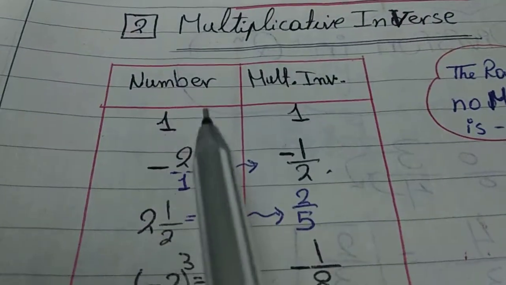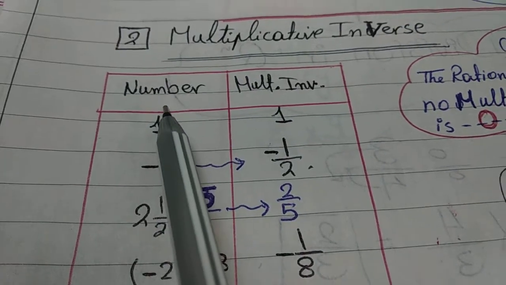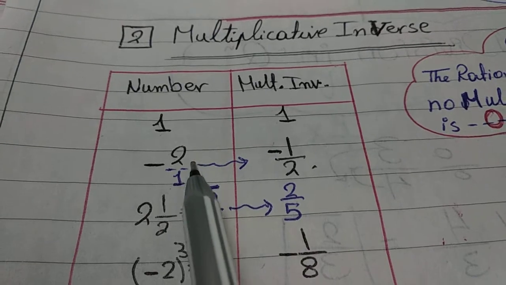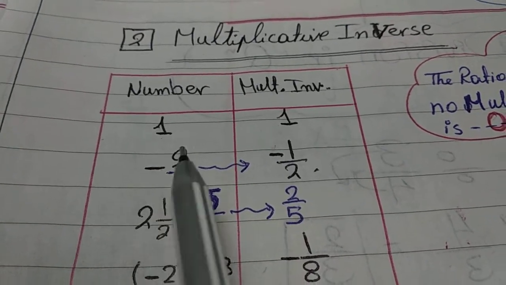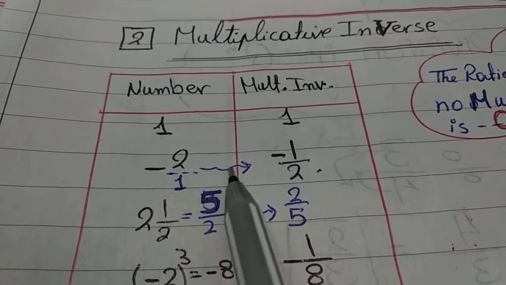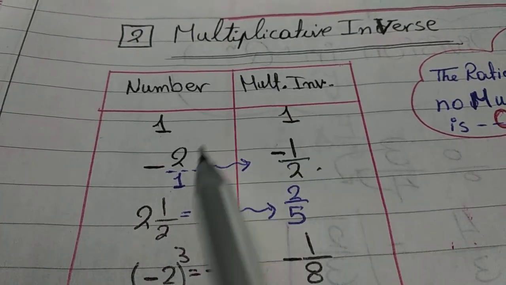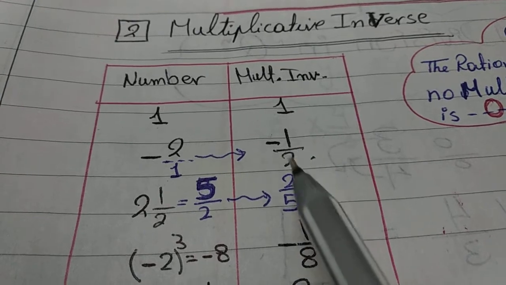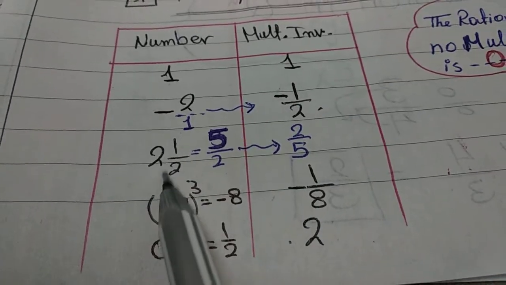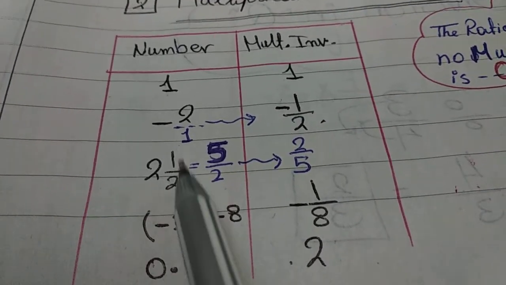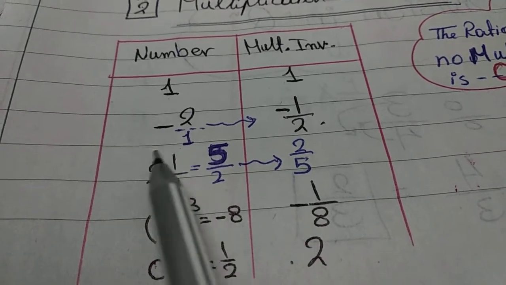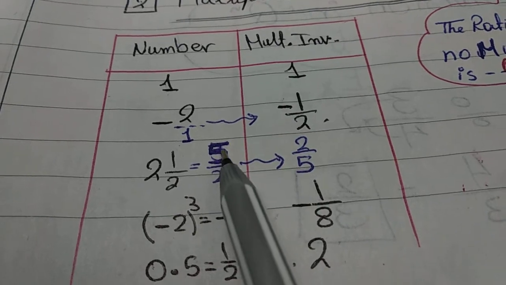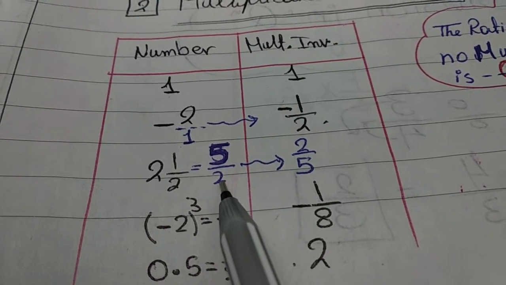Look, this table. 1. Its multiplicative inverse is 1. Negative 2. Negative 2 means negative 2 over 1. So if I want to find the multiplicative inverse, I will change this number upside down. It will be negative 1 over 2. 2 and 1 over 2, 2 and a half. I should change this mixed number to an improper fraction. It will be 5 over 2. You can do this with a calculator.